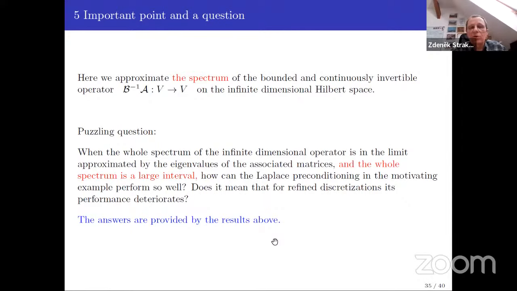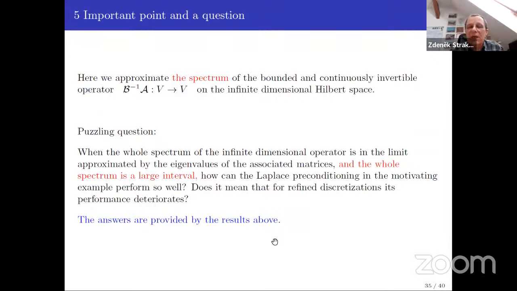But what is the puzzling question? Just return back to our motivating example. In this motivating example, for the Laplace preconditioning, we had 1 and 160.45 was the largest eigenvalue. And we have proved that if we smooth this function a little bit, then we'll get the spectrum, the whole interval between these two numbers, of this infinite dimensional operator. Now we have proved that if we discretize, the discretized matrices, the discretized preconditioner actually, will fill in with its eigenvalues this whole interval.